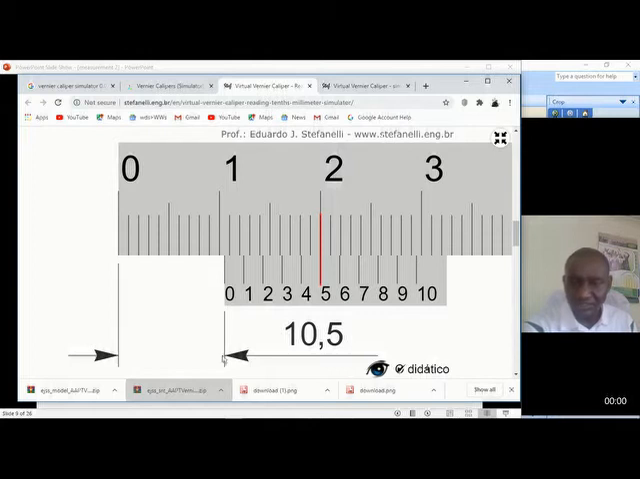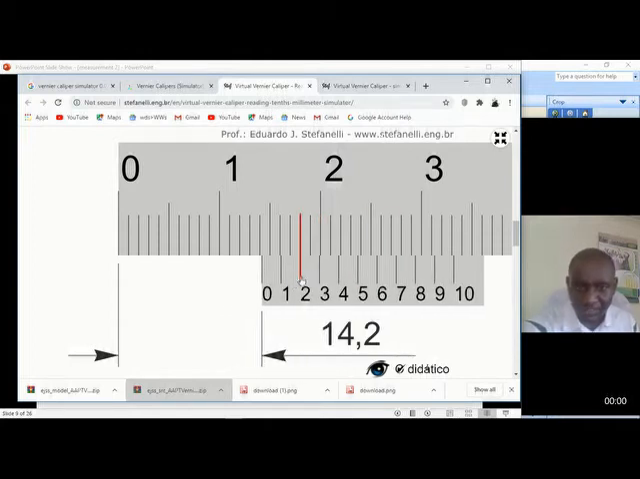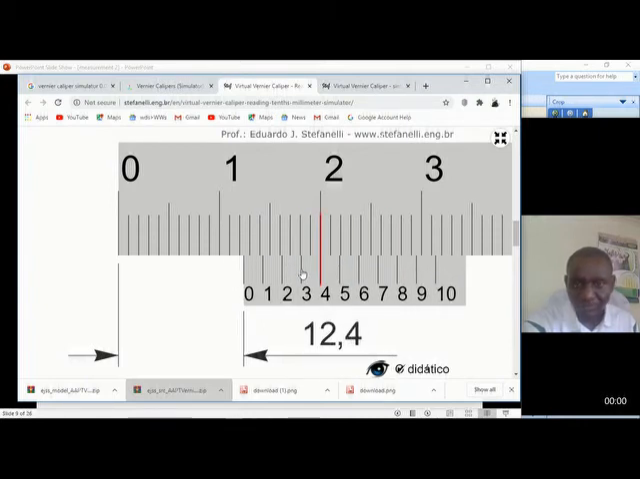I want to repeat another reading. For example, you have a reading there. So what do you read? You read the main scale reading: 1.0, 1.1, 1.2. You record 1.2. Then you go to the vernier scale. Which division coincides? The fourth division. Multiply by 0.01, giving you 0.04. So 1.2 plus 0.04 gives you 1.24. Correct?